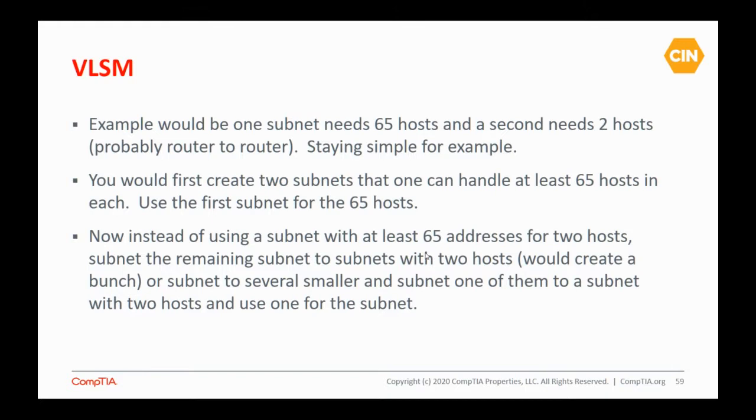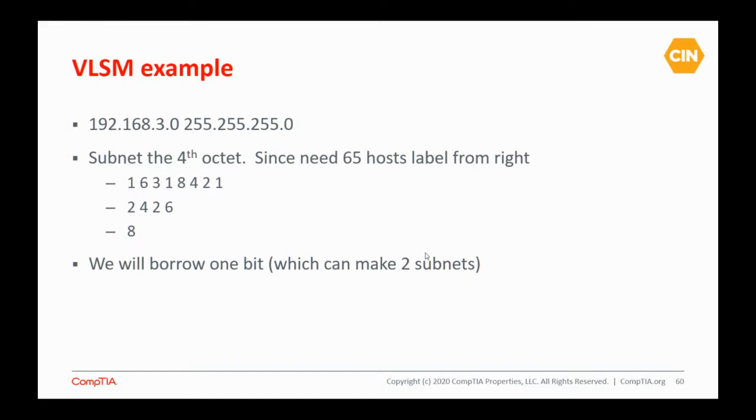But you will be asked what VLSM is and about the fact that you can subnet a subnet. But remember, what you already know works perfectly fine here. You're just subnetting a subnet that you're not using and making it into more subnets within the subnet. So in this case, I'm going to use a 192.168.3.0 address.